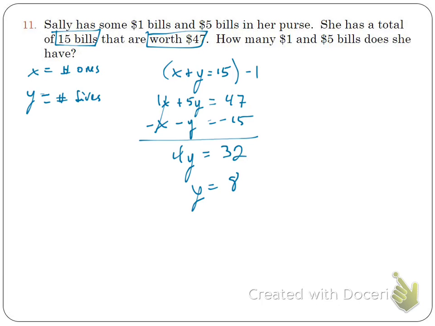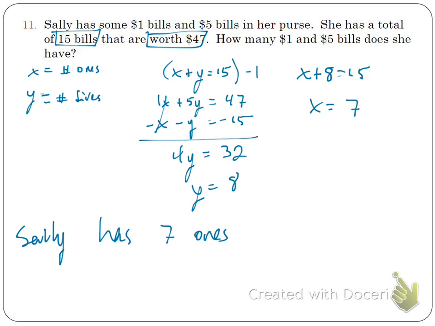So if y is equal to 8, that means that Sally has 8 5s in her purse. Well, if she has 8 5s in her purse, and she has 15 total bills, that means that she must have 7 1s. Just substitute 8 into one of the other two equations and you'll be able to figure that out. So Sally has 7 1s and 8 5s.